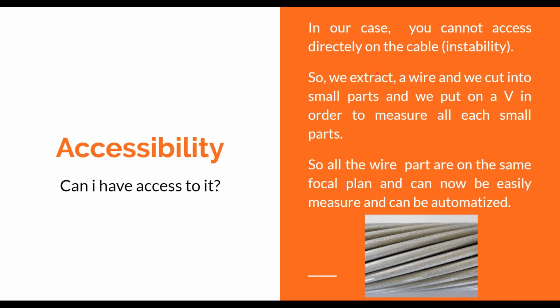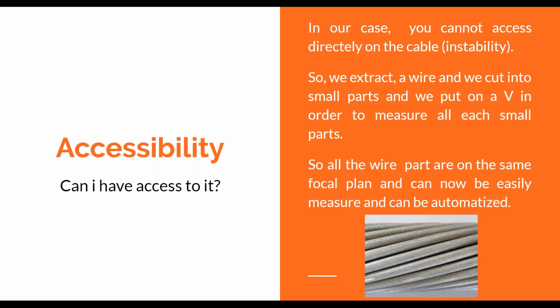So in our case, we cannot access the cable directly. So we need to fix it, to clamp it before. We extract each wire and cut them into small parts, and we can put all of them under the objective. So it's going to be very easy to measure because all the different wires are at the same focal plane. And this enables us to automate it.